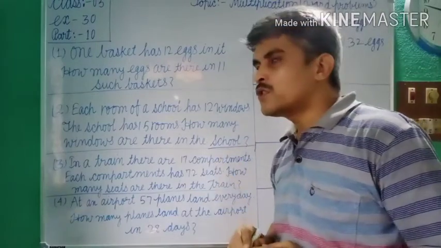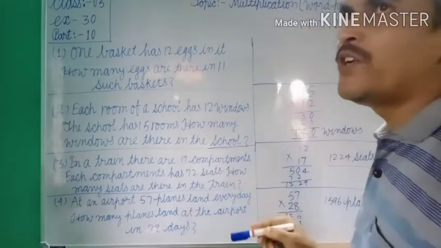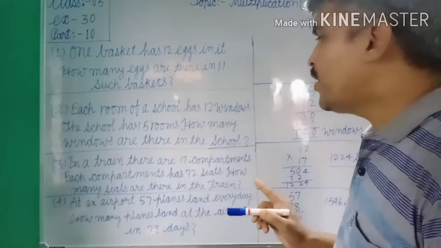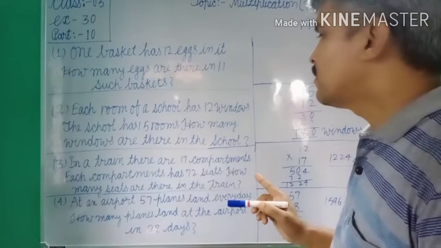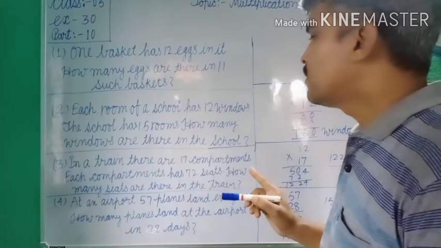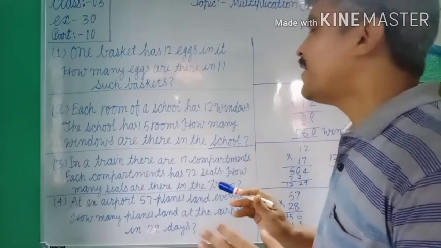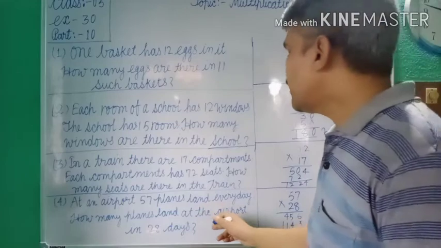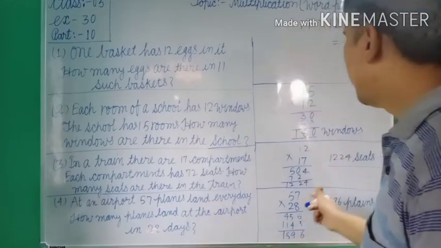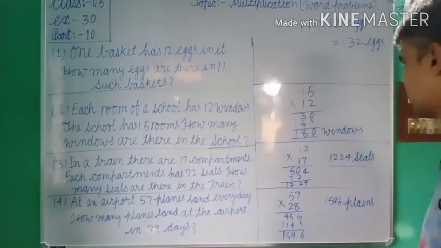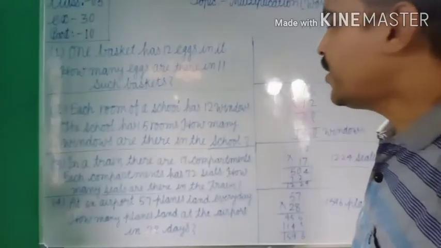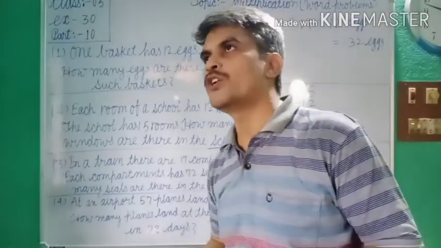At an airport, 57 planes land every day. Every day, that means one day. Each day 57 planes land at an airport. How many planes land at the airport in 28 days? When you multiply, then you obtain the number of planes that land at the airport in 28 days.